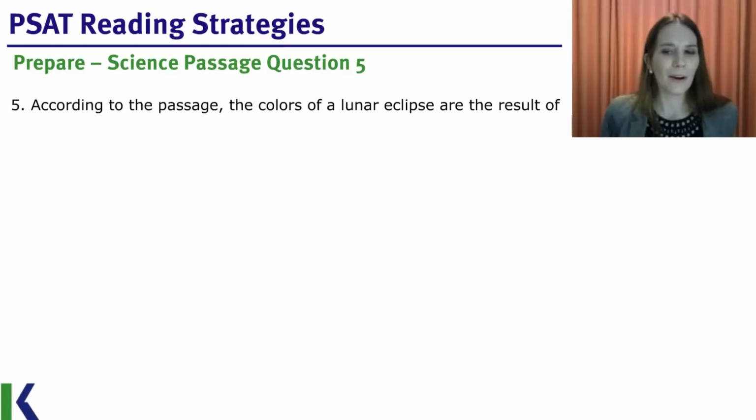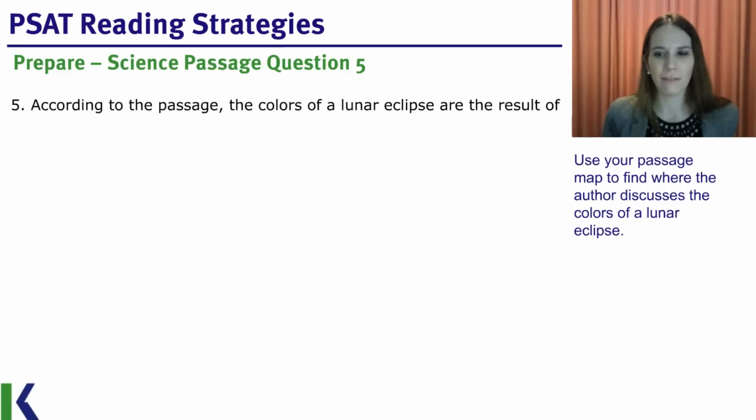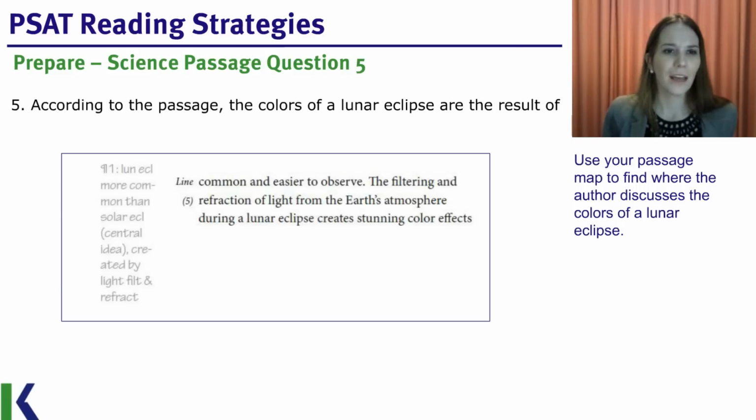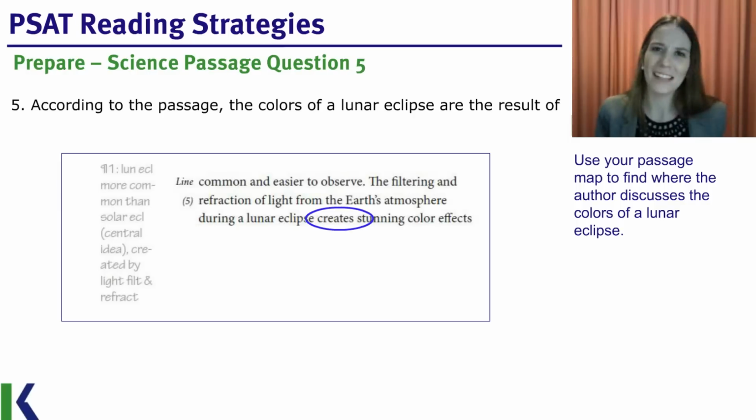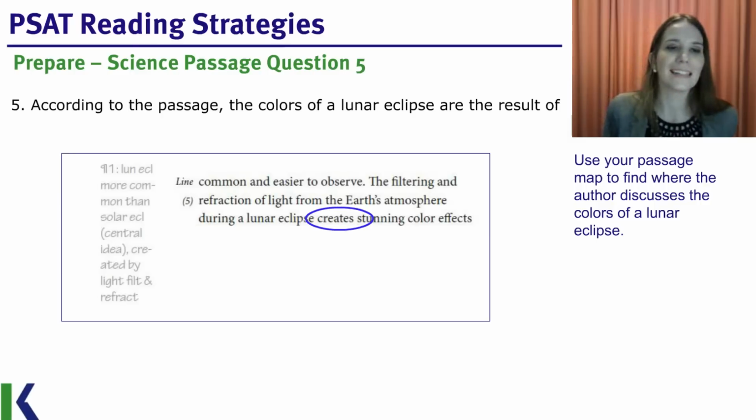Well, where did we talk about colors? First paragraph. Let's go back and find it. And we see the filtering of reflection of light from the Earth's atmosphere creates color effects. Notice how we already have this in our passage map. Our passage map says something like how we see it, why it looks the way it does, what the colors are doing. Let's match this up. Guys, we put our finger on the answer.